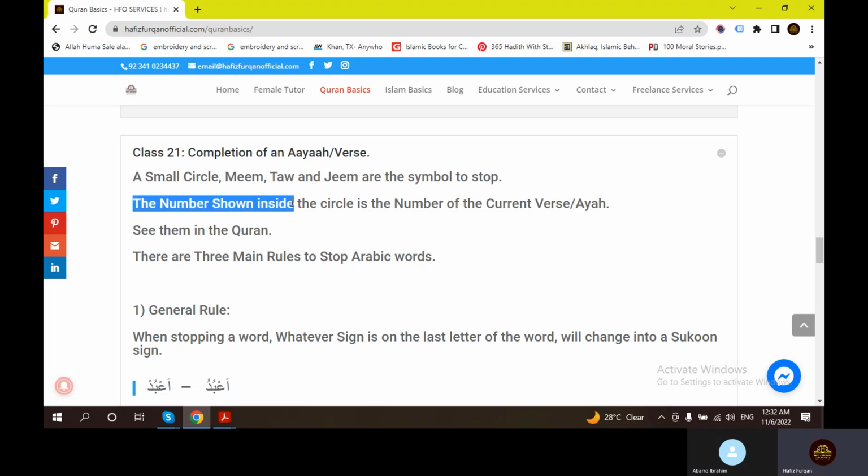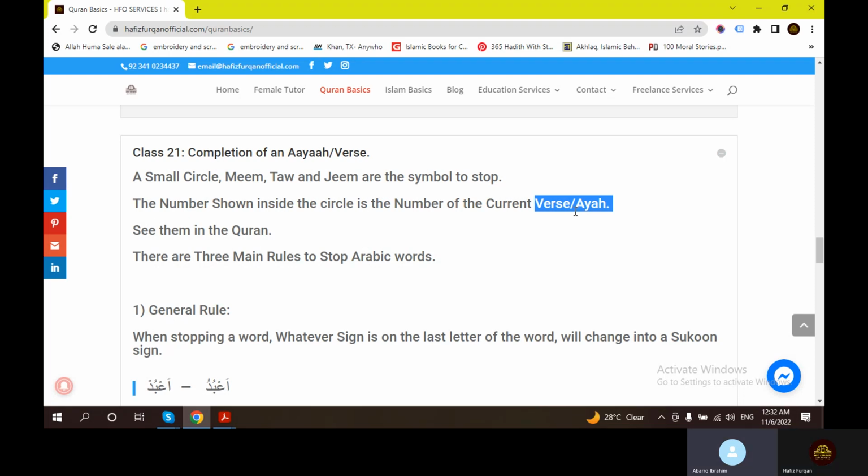The number shown inside the circle is the number of the current verse or ayah. Verse means sentence. Ayah is the same thing, it's a kind of sentence. Do you understand it? Yes. Ayah or verse means sentence, or you can say stop number.